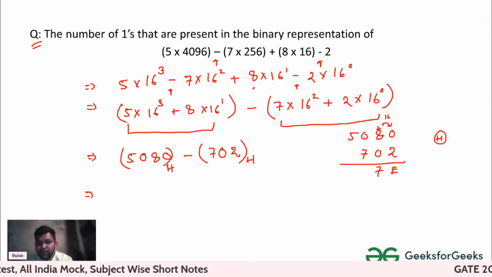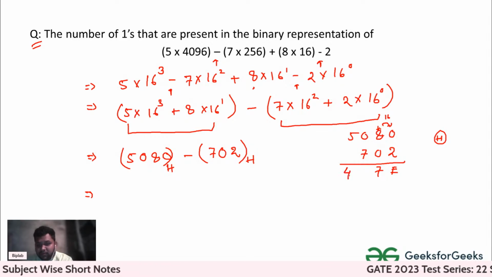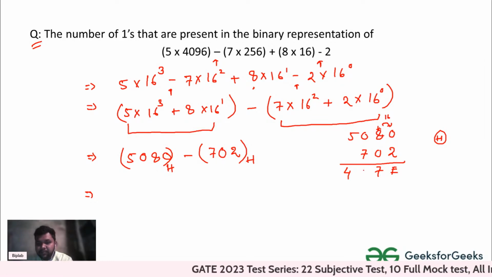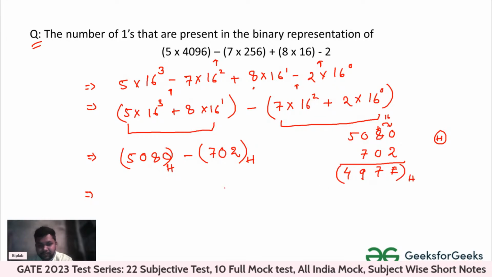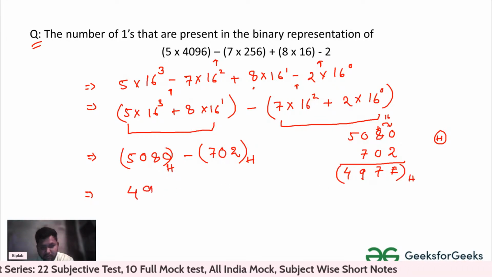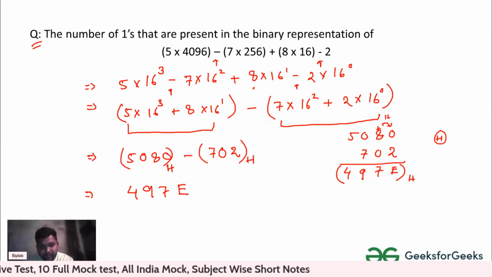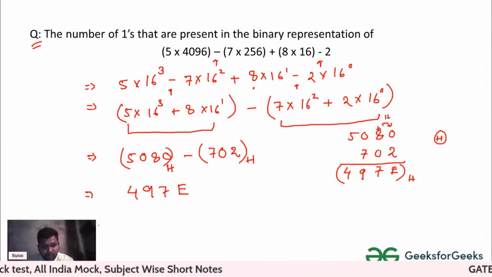Again, you have to borrow 4 from here, so we write it 4. And you can write it here. That is 16 minus 7, which is 9. So your number is 497E.